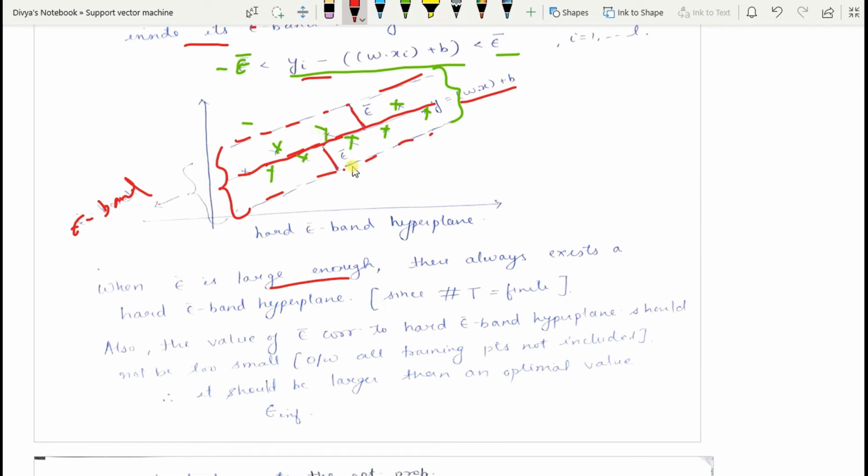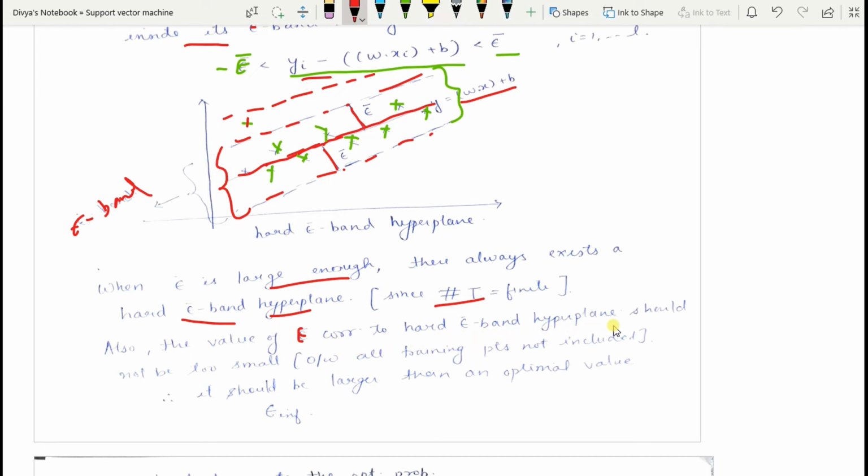When epsilon is large enough, there would always exist a hard epsilon band hyperplane. Because the training set is fixed, assume that this point was outside, then if epsilon is extended to here, all the points are inside the epsilon band again, right? So when epsilon is large enough, there would always exist a hard epsilon band hyperplane because the training set has a finite number of points.